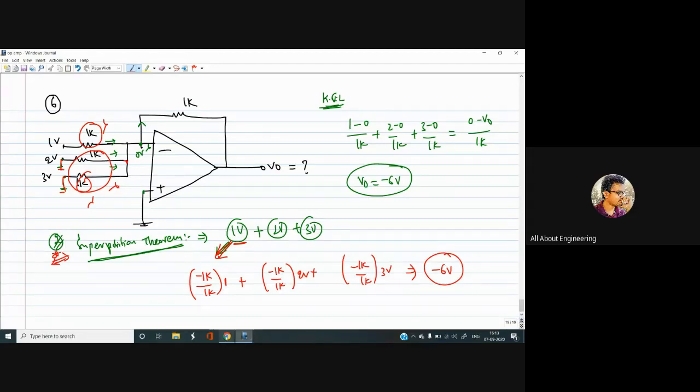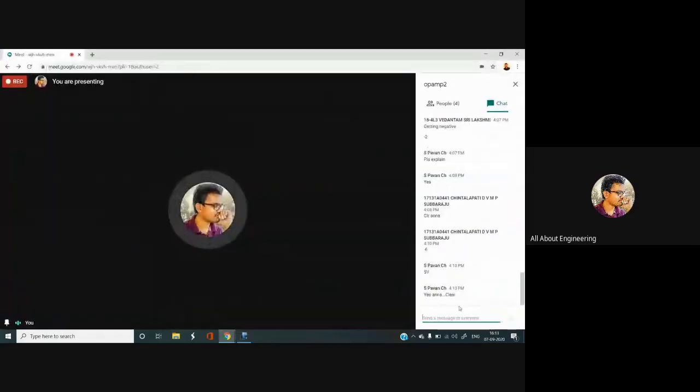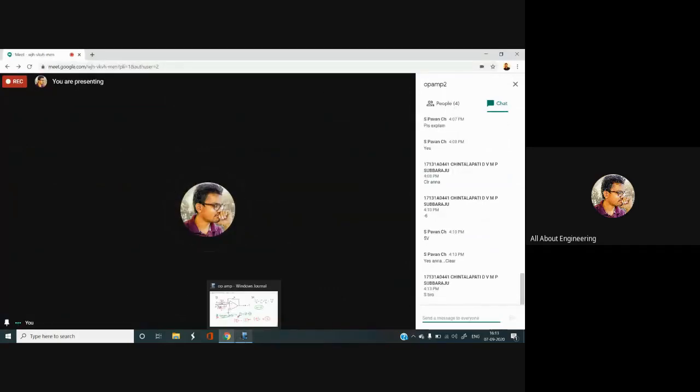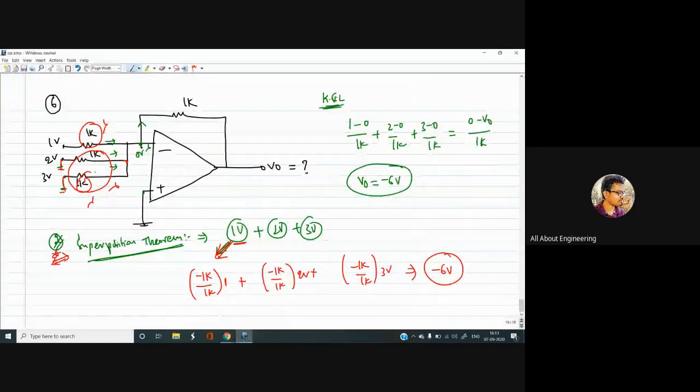Okay, clear so far? Yes, clear. Super clear? Yes. Now, the important observation that I want you to make is, let me erase these things. Sorry. The important observation is that this is called an inverting adder circuit.